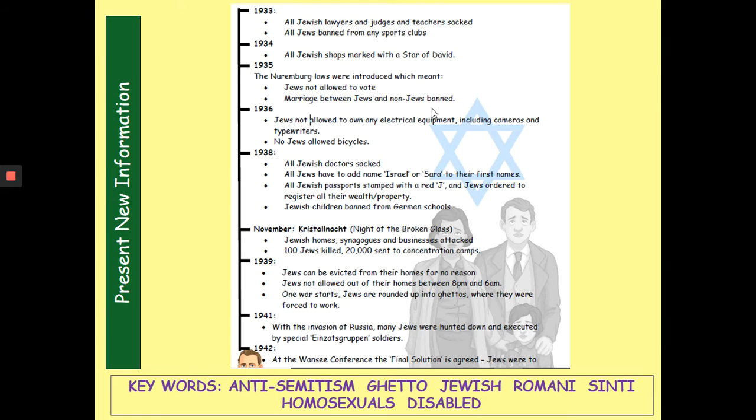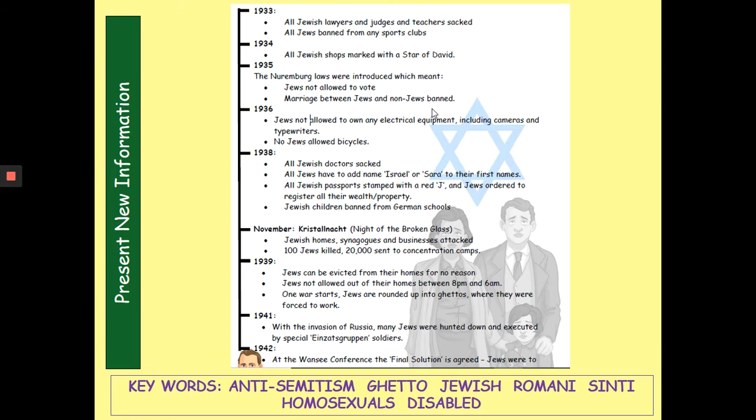So in 1933, all Jewish lawyers and judges and teachers sacked. So no Jewish lawyers, judges, or teachers allowed. All Jewish people banned from sports clubs in 1933. In 1934, all Jewish shops marked with a Star of David. So all shops have to carry the emblem of their religion so that all the Germans know that that is a Jewish shop. What that means then is that it's very easy to identify them, and then German people can purposely not go into those shops.